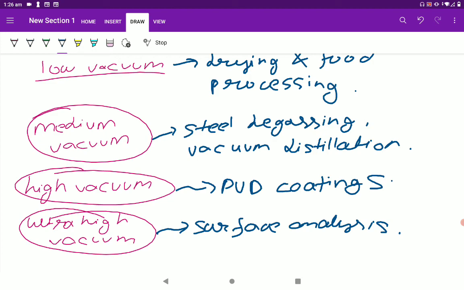So this is the first requirement for creating and designing a vacuum system. Now in the next lecture, we are going to discuss the last step to design a vacuum system by deriving the relationship between the flow rate and the pressure difference. So for now, thank you.